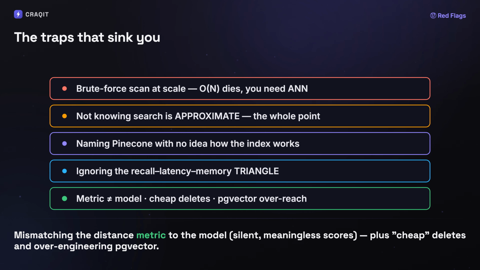10. Reaching for a dedicated cluster when pgvector would do. Over-engineering the default, the flip side of under-engineering at scale. And 11. Quoting a recall number you never measured. Recall is a property of your data and your knobs, so if you can't say how you'd build a ground truth set and tune against it, you're guessing. Hit a handful of these, and the interviewer knows it's book knowledge, not scars.